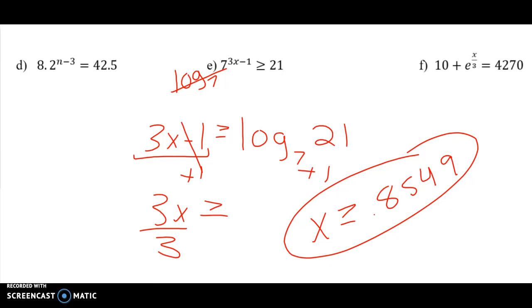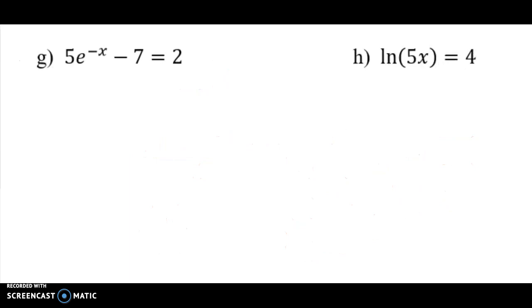All right, let's go to example G. Once again, get the exponential by itself. So I need to add 7. So we get 9.